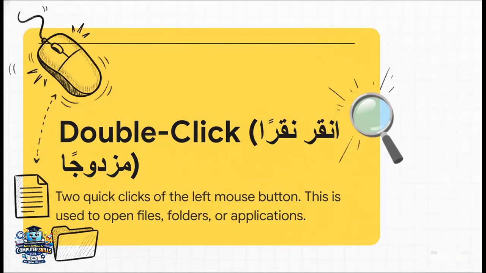All right, next up is the double click. This is exactly what it sounds like. Two quick clicks. Bam, bam. This is what you'll use to open up files, folders, and apps. Now, here's the secret. The clicks have to be fast, and you have to keep the mouse totally still while you do it. That's the key.